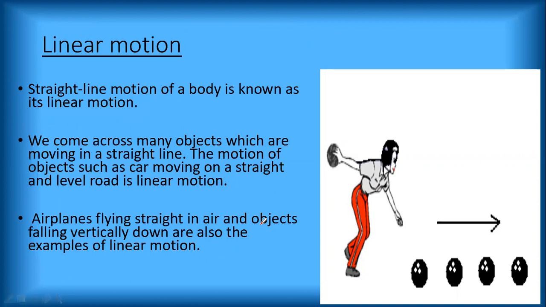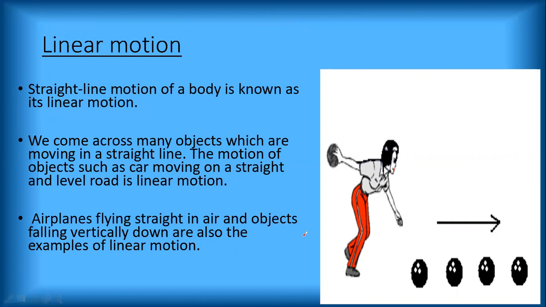We come across many objects which are moving in a straight line. The motion of objects such as a car moving on a straight and level road is linear motion. An aeroplane flying straight in air and objects falling vertically downward are also examples of linear motion.